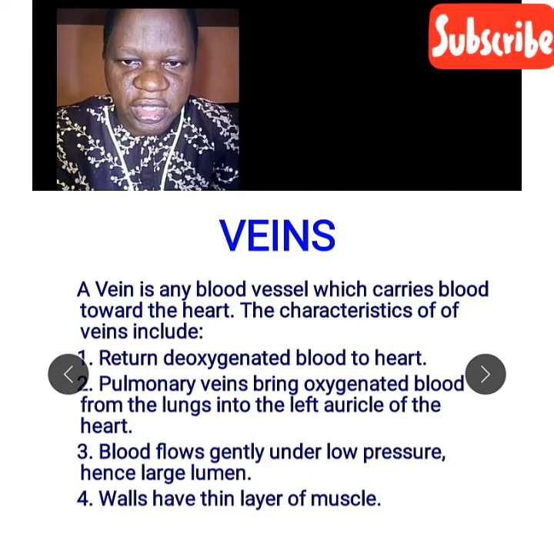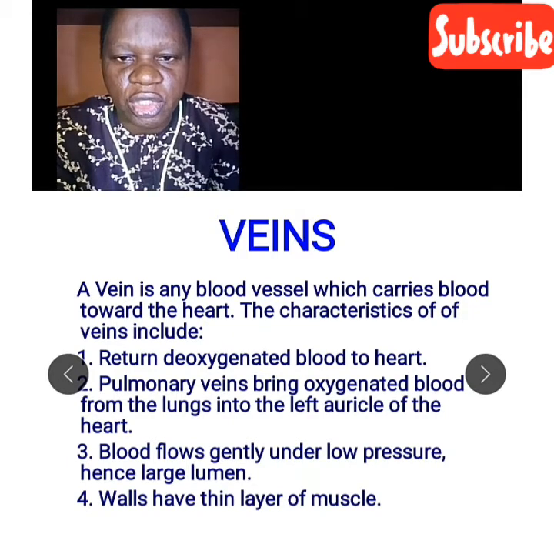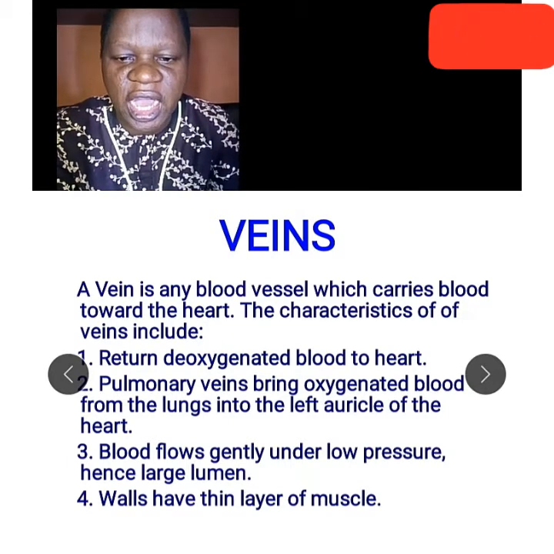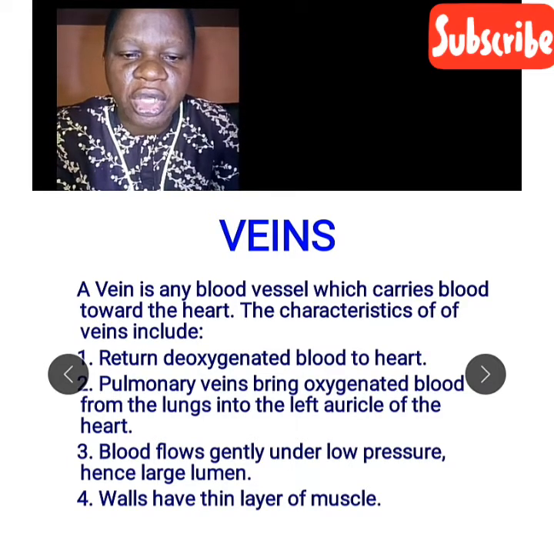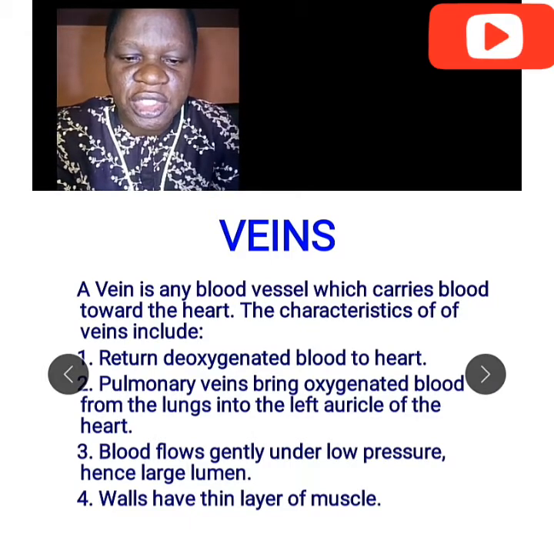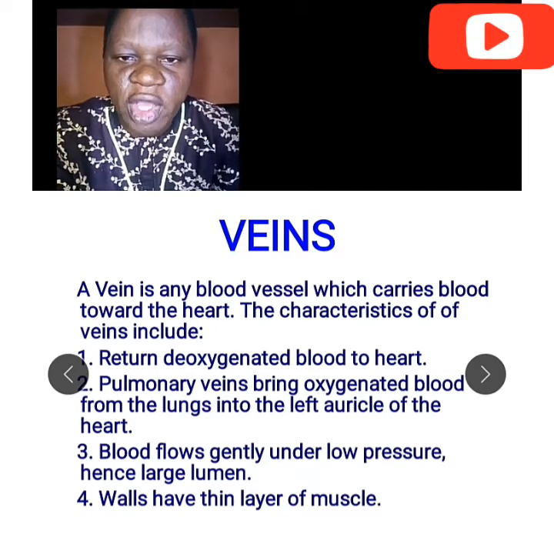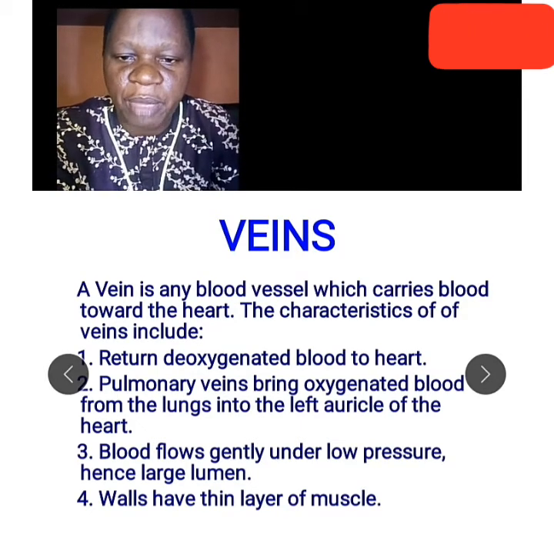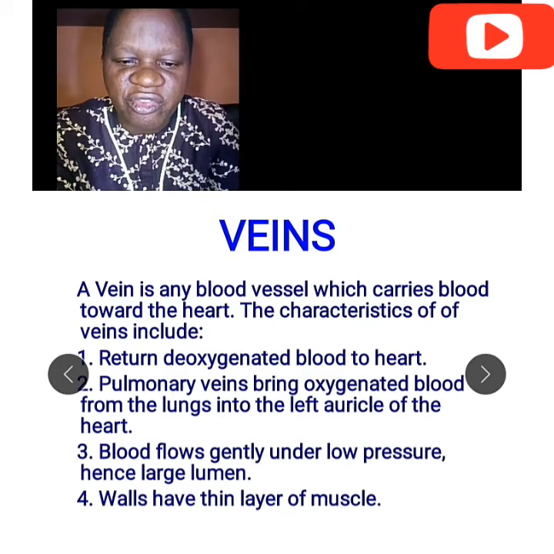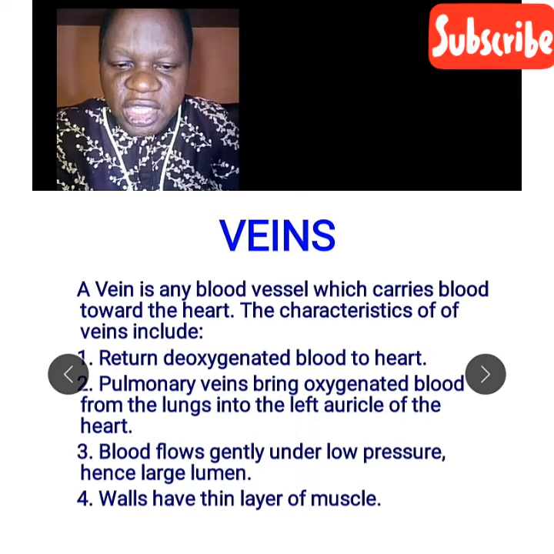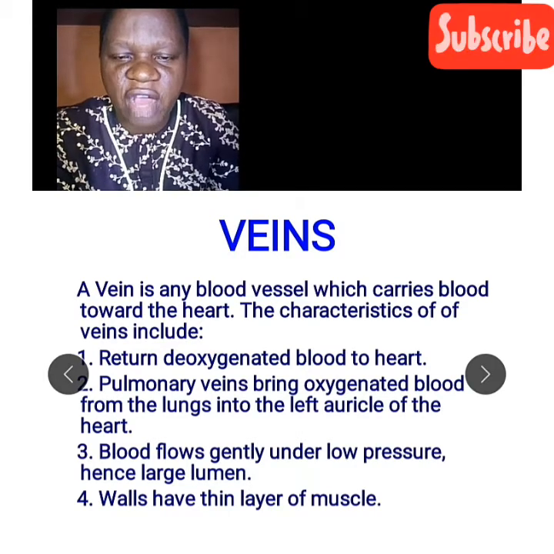What are the characteristics and function of vein? The vein basically returns deoxygenated blood to the heart, with the exception of pulmonary veins. Pulmonary vein brings oxygenated blood from the lungs into the left auricle to transfer to the left ventricle, from where it will be pumped to the aorta and then to other parts of the body, the artery. So blood that flows in the vein flows gently under low pressure. Hence, the lumen is larger than what you have in the artery.